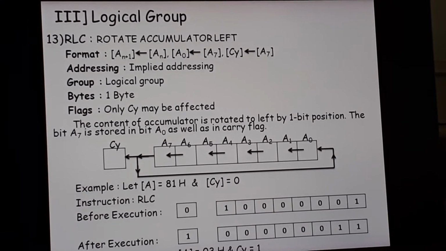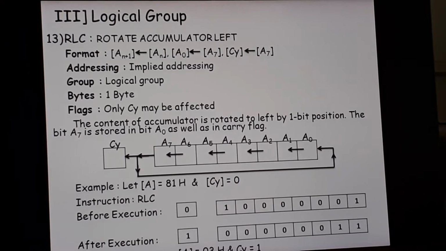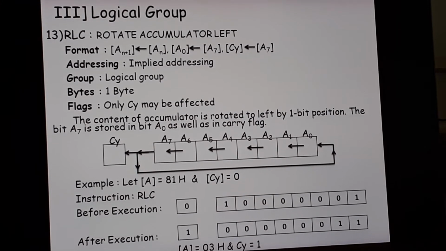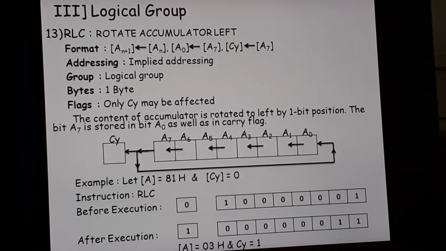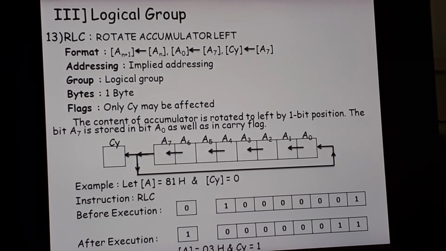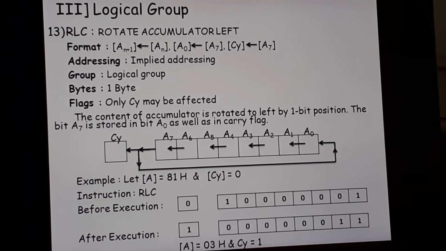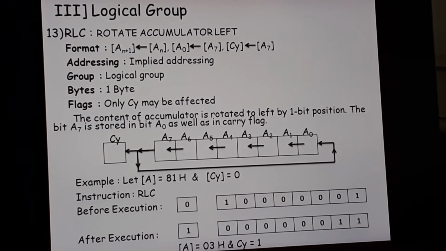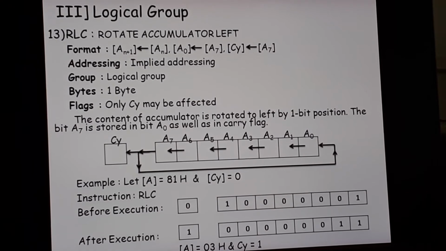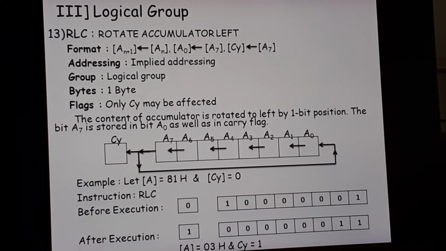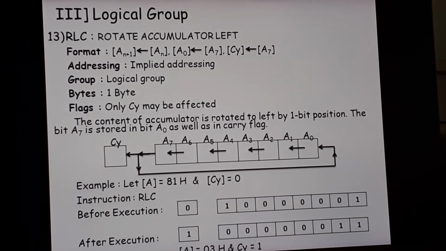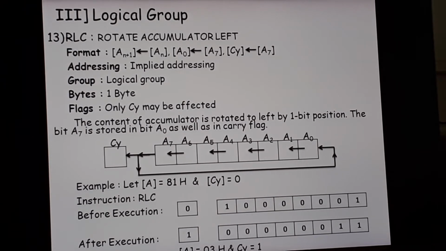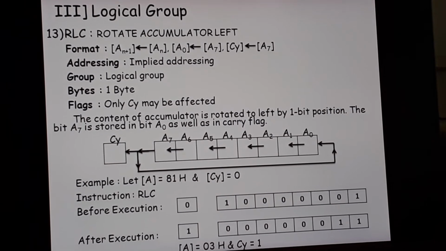Now 8 is 1 0 0 0, 1 is 0 0 0 1. Okay, so carry and accumulator content I have written in the box, that is for before execution. After execution, you will keep on shifting those bits one by one to the left hand side. So A7 bit is stored in carry flag. Now A7, which is 1, if you can see in the before execution box, got shifted to carry.